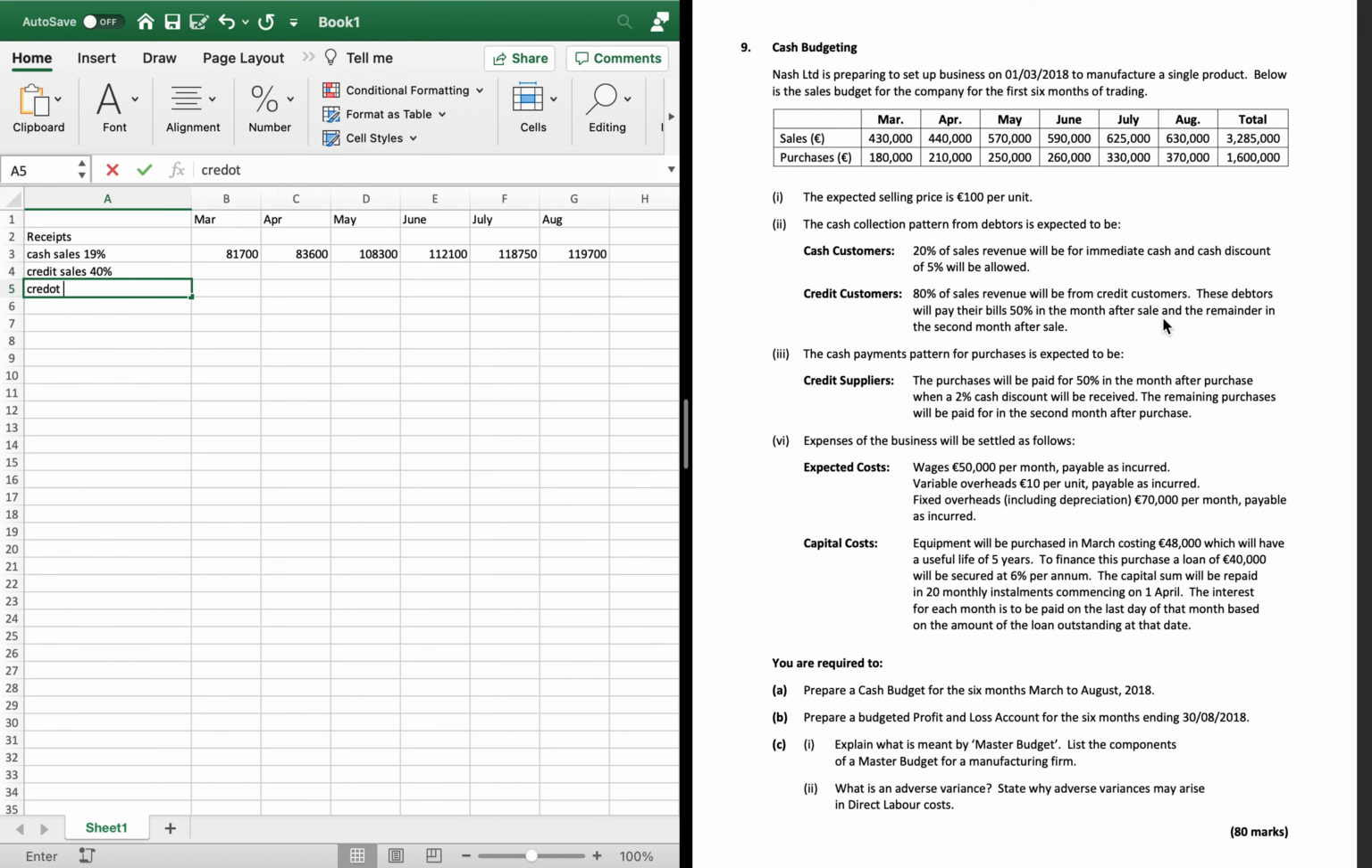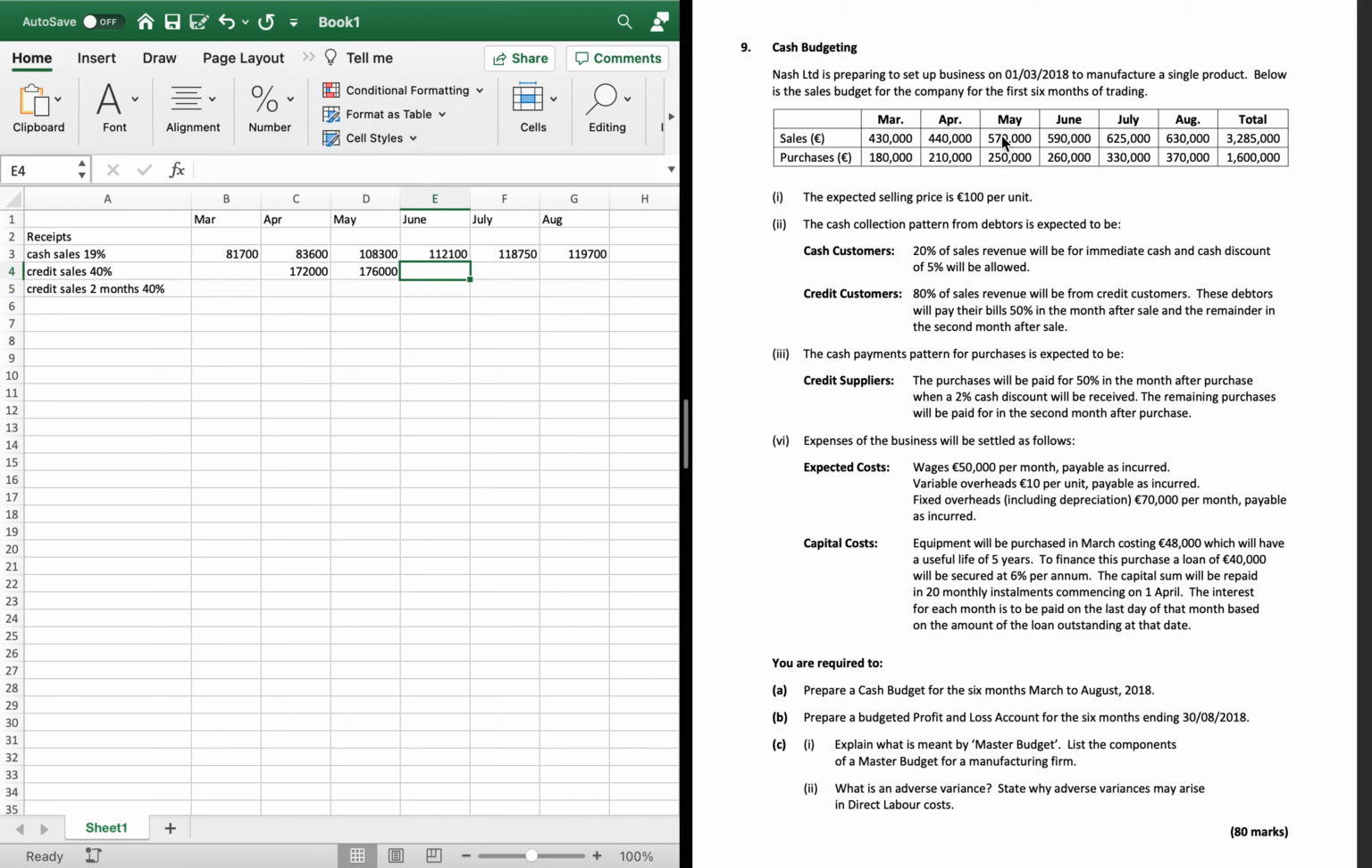So we'll have credit sales 2 months. That'll also be 40%, so we're going to have the same number. So 40% of 430 from March will be collected in April. So we'll just find 40%. So it's of the 430, and that's 172. Then 40% of 440 is 176.